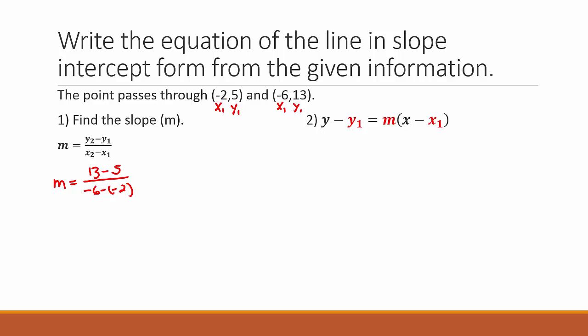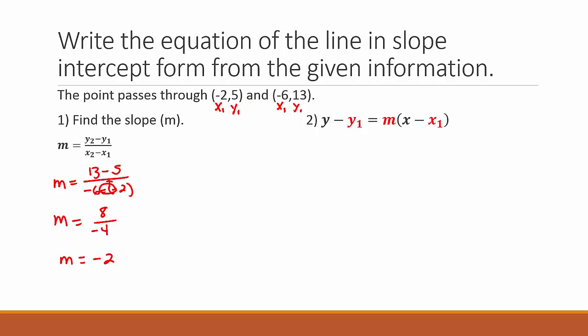So 13 minus 5 gives us 8. Negative 6 minus negative 2 changes to plus, so that becomes negative 6 plus 2, which gives us negative 4. And 8 divided by negative 4 is negative 2. So now we have the slope of negative 2, and we have 2 points to pick from.